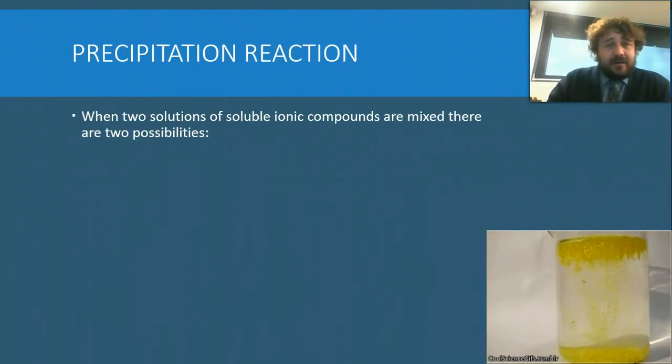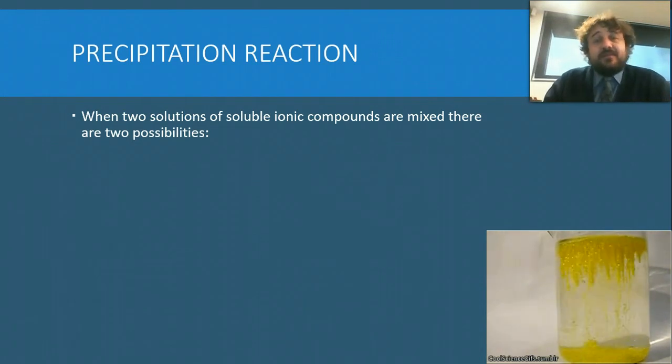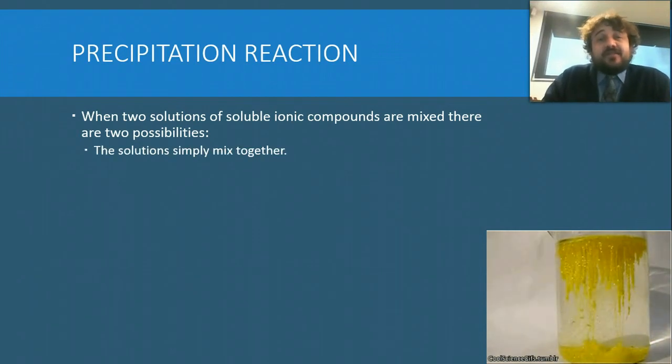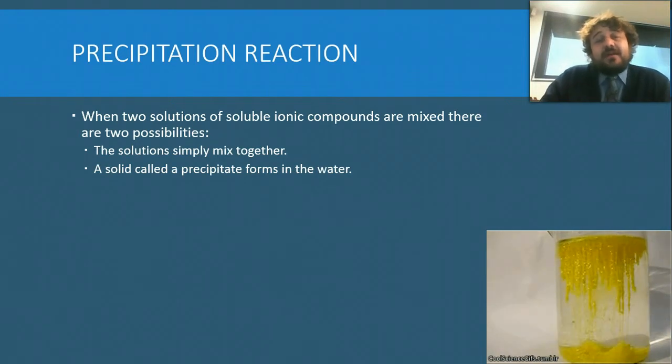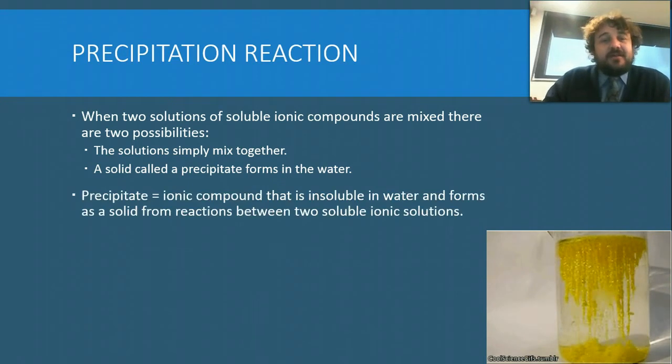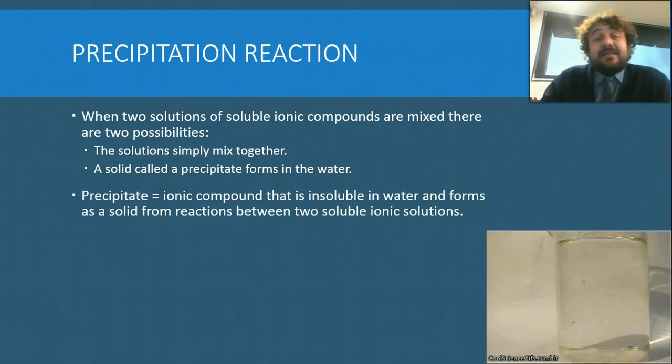Alright, so when we add two soluble ionic compounds together in solutions and we mix them together, there are two possibilities. Now, generally we look at what is called a substitution reaction. The first is that the solutions simply mix together, but the second is that a solid called a precipitate comes out of the water, so it forms in the water and becomes a solid. Alright, so a precipitate is an ionic compound that is insoluble in water and forms as a solid from reactions between two soluble ionic solutions.